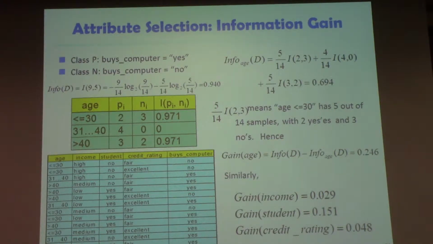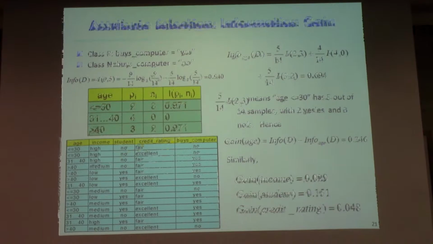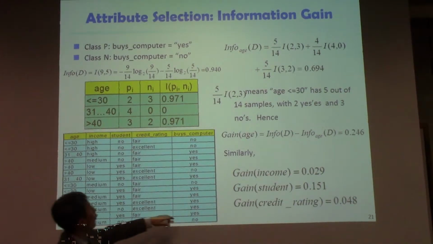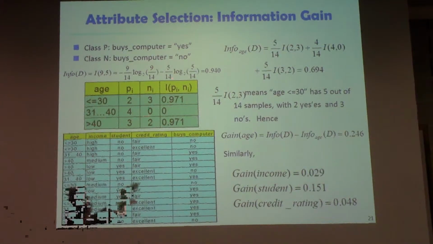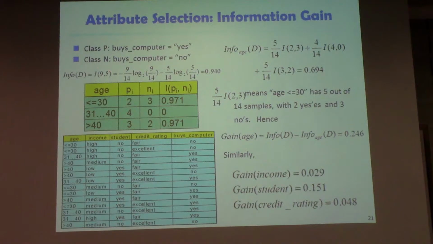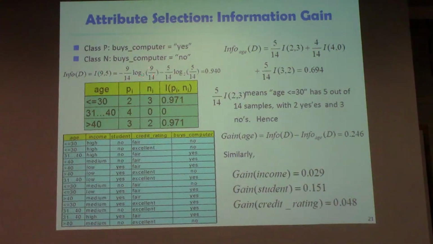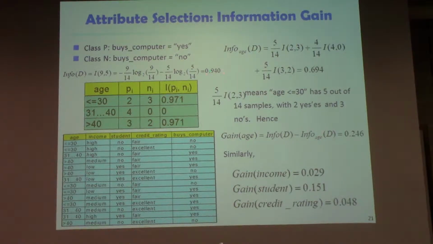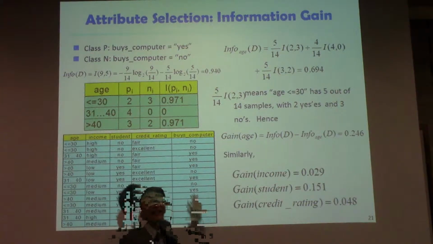Okay. So first, how can we find the total information, the information of the total? How can we compute it? 9 of them are yes, 5 of them are no. So we can compute easily. Sum for each class: 9 over 14 times log base 2 of 9 over 14, and so on. Then it's 0.94.